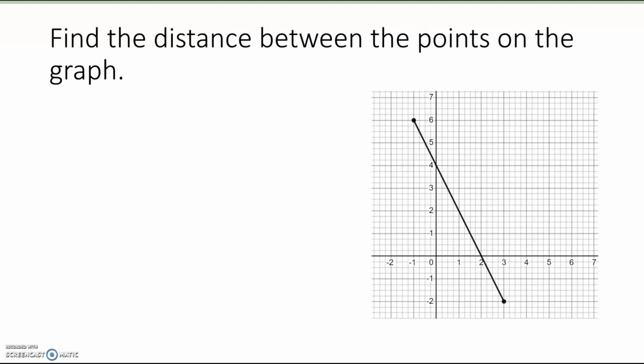Okay, let's do this one. Find the distance between the points on the graph. Same thing. First of all, I've got to find the ordered pair for the endpoints on this graph, and then I can plug it into my distance formula.